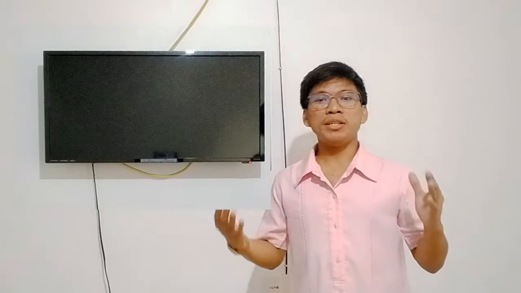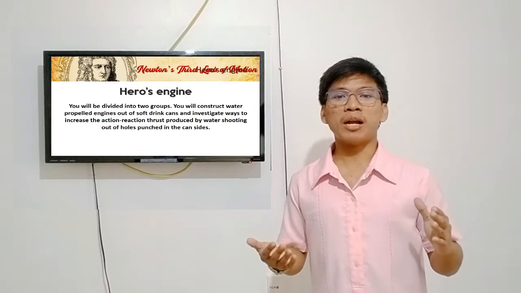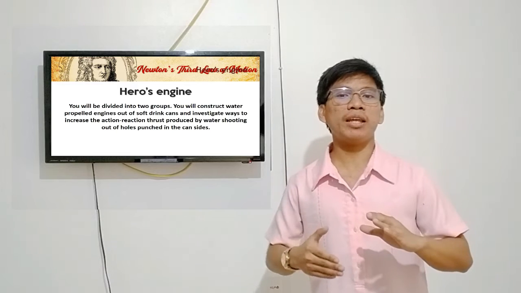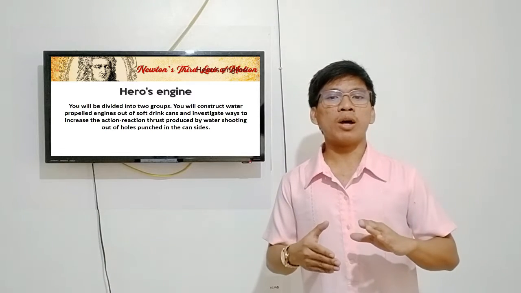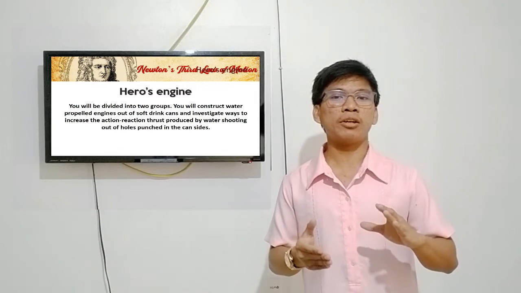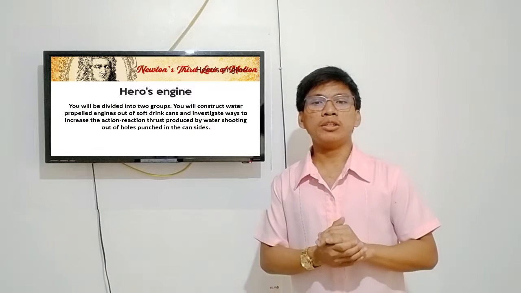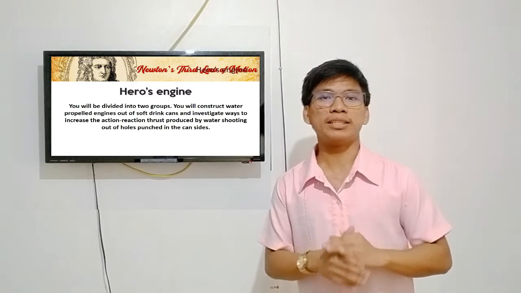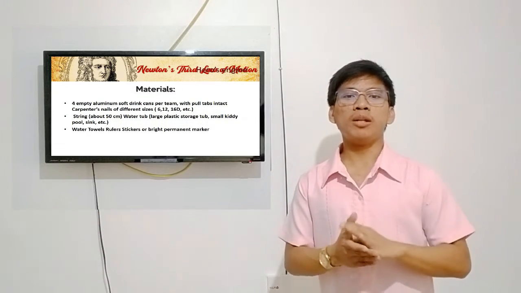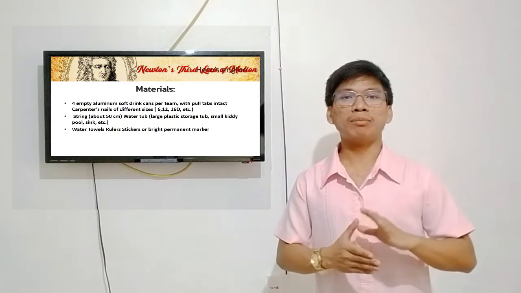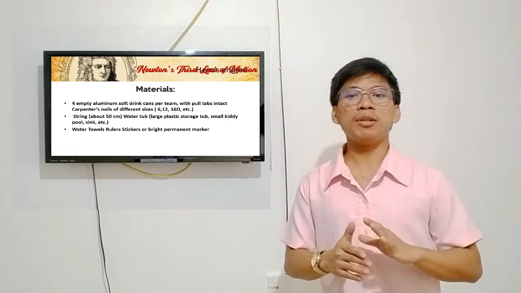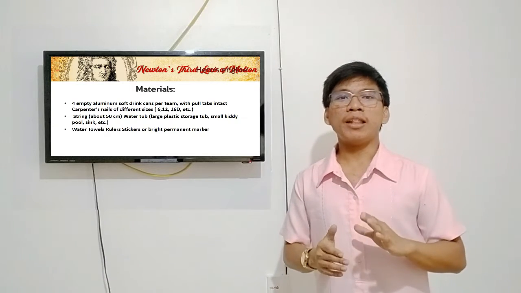So, before we proceed, let us first have a simple experiment called Hero's Engine. In this activity, you will be divided into two groups. You will construct water-propelled engines out of soft drink cans and investigate ways to increase the action-reaction thrust produced by water shooting out of holes punched in the side of the cans. For this experiment, you will need an empty aluminum soft drink can per team with the tab intact, carpenter nails, a string about 50 cm long, a water tub, and water.